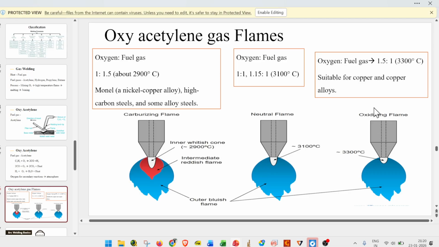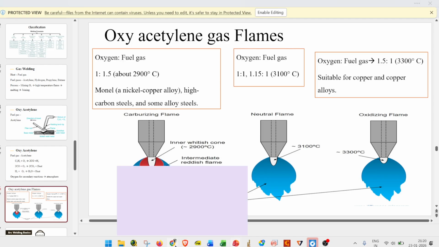Here the problem we can observe is that there is a high amount of oxygen available in the flame. As previously discussed, oxygen is very bad in terms of metals, so we don't want oxygen near the molten pool region, because the excessive oxygen may react with the molten metal and form oxidized materials.